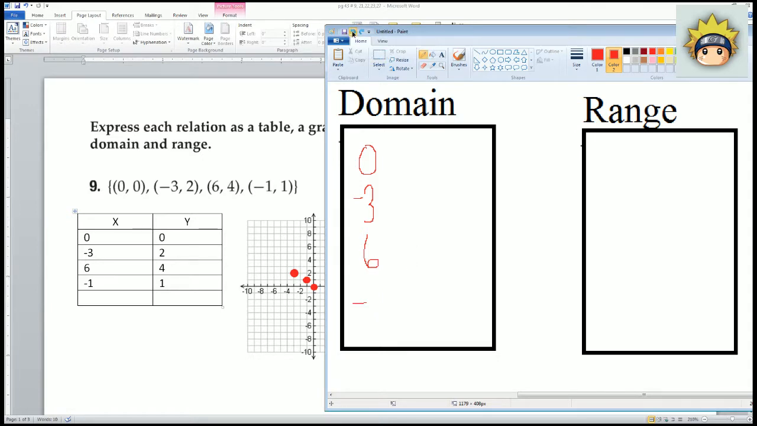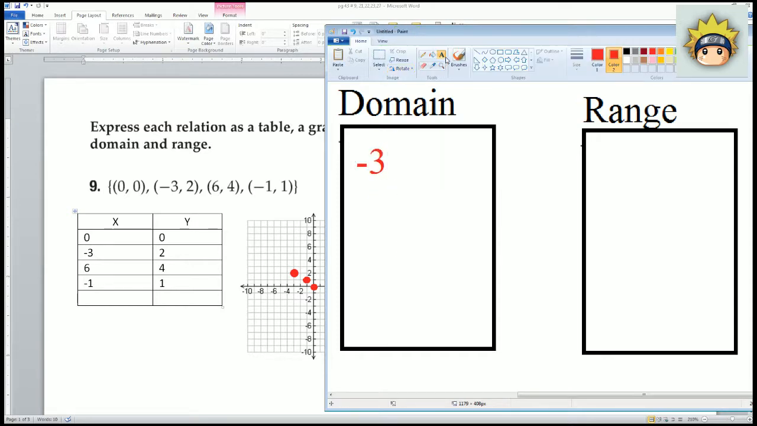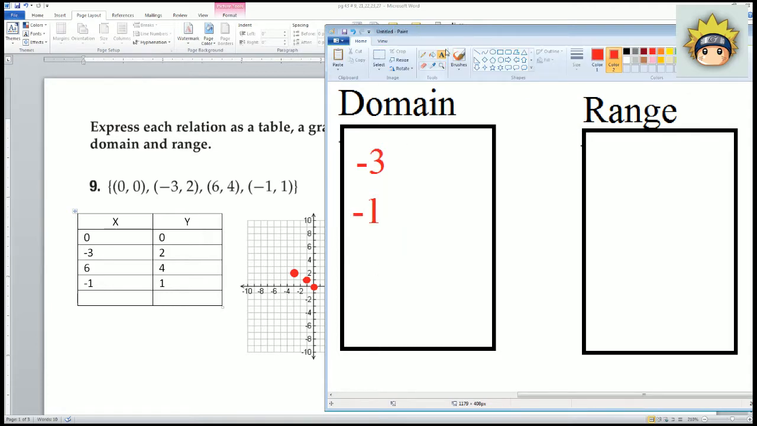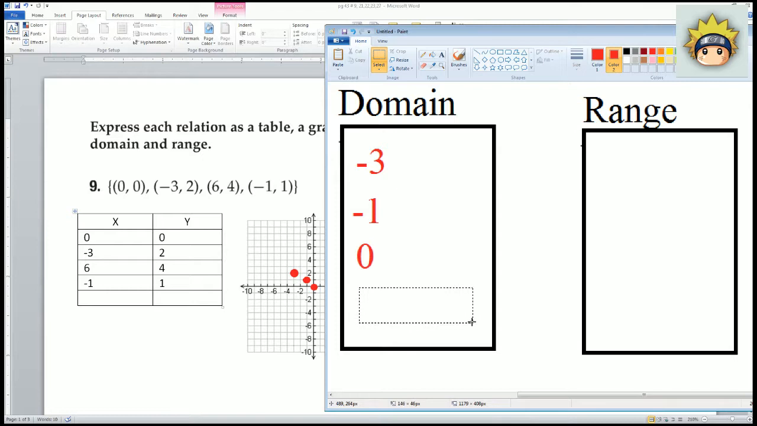The smallest number that we have is -3. Then the second smallest is -1. Then we have 0. Then we have 6.